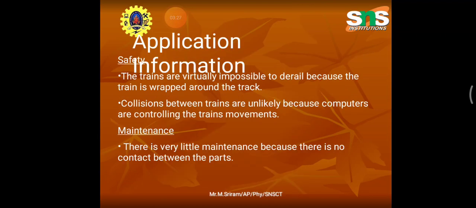Now the application information. The first one is safety. The trains are virtually impossible to derail because the train is wrapped around the track. Collisions between trains are unlikely because computers are controlling the trains' movements. And maintenance: there is very little maintenance because there is no contact between the parts.